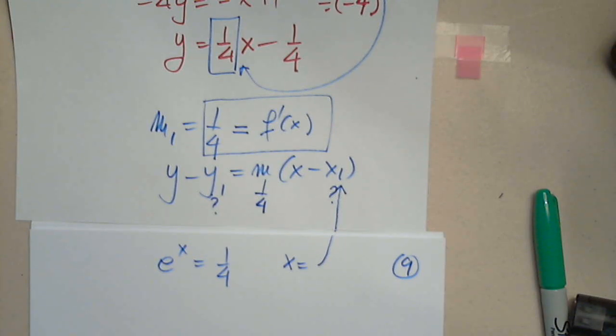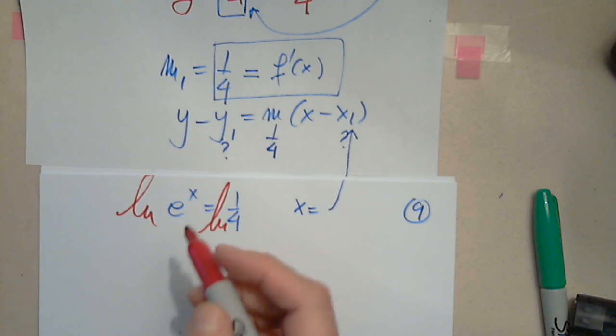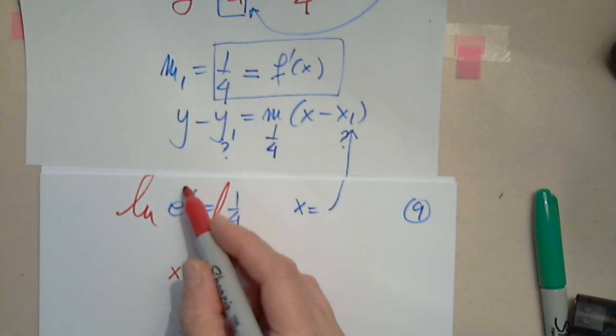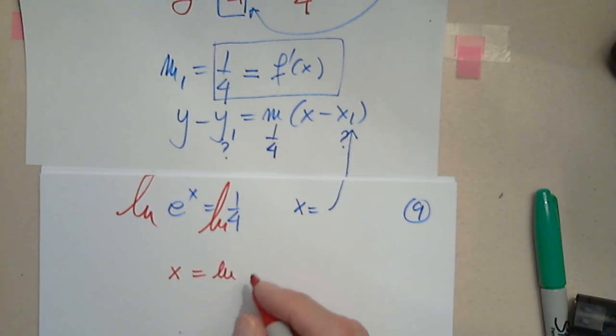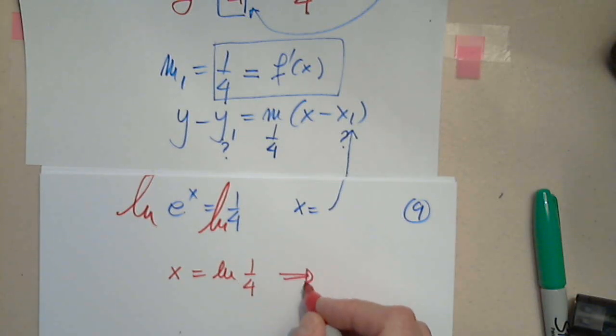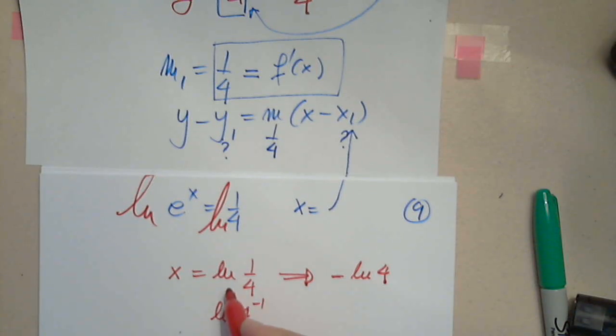How do I solve this equation for x, and what type of equation is it? Natural log. Very good. We have to apply natural log to both sides. So I bring x, natural log e is 1. Very good. Natural log of 1/4, which can be written as negative natural log 4. Why? Because this is the same as natural log of 4 raised to negative 1, and I can put the power in front. So this is the same thing.